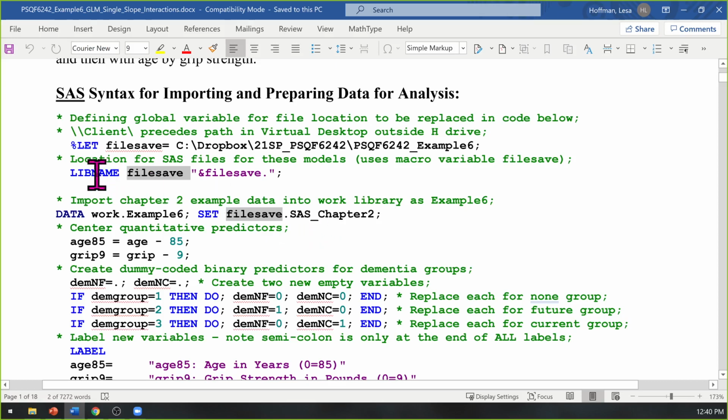So it's going to read this line first and come up with the path name. It's going to substitute in that path name to define what file save means with respect to the SAS data set, and then it's going to go find this file, make a copy of it, and save it in the work temporary directory as example 6. So I'm importing a real SAS data set directly into SAS and saving a copy of it in the work directory. And do you remember why I do that? We may have talked about this a long time ago.